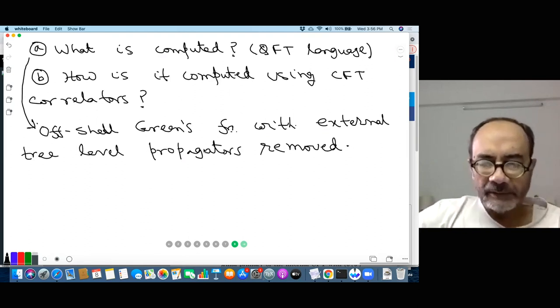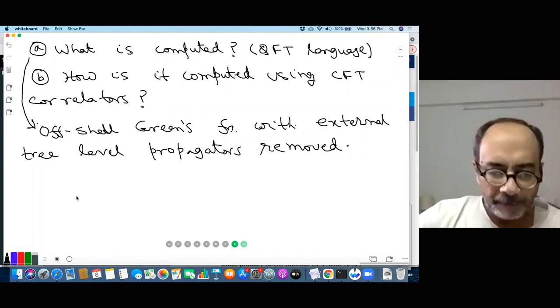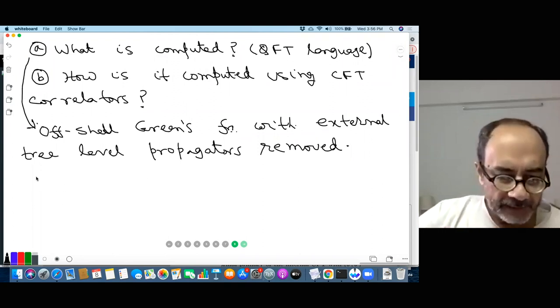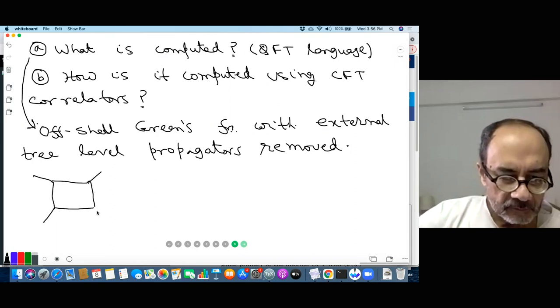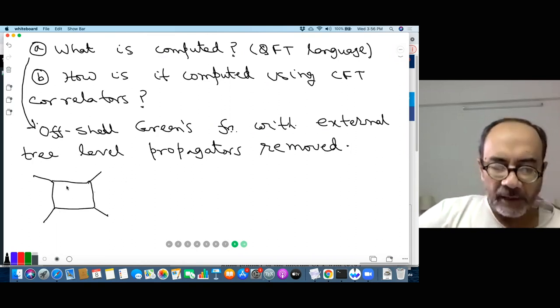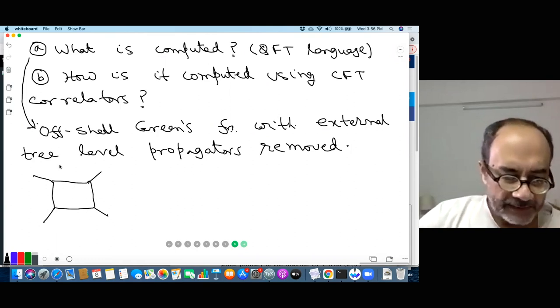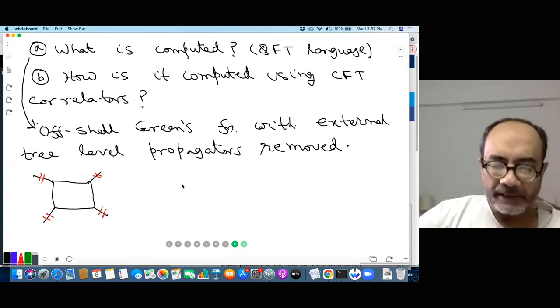So let's think in terms of QFT. Even though we are doing string theory, we would want to know what in QFT it would correspond to. So imagine that you have a QFT Feynman diagram like this. We think of this as a Green's function, not necessarily on-shell external states, and what we'll compute in string theory is the quantity where you just remove these 1 over k square plus m square factors from the external lines. So this is like an amputated Green's function.